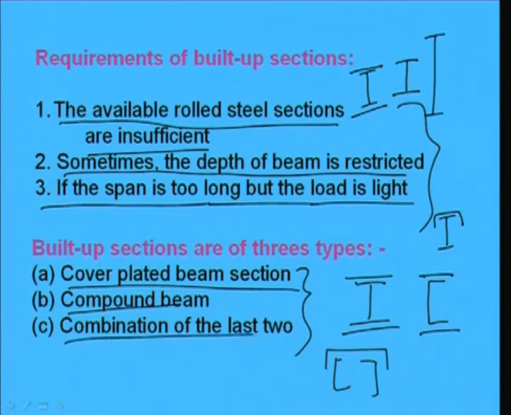Another is a combination of the last two, that means maybe this I section along with a plate and a channel section. So, different types of built up sections can be made. Let me draw some of the built up sections here. One, which is the most common, is that we make an I section with some additional plate, and this may be riveted or welded.